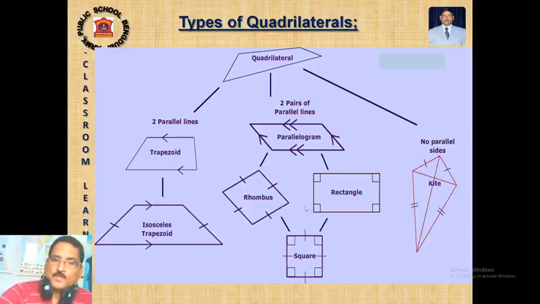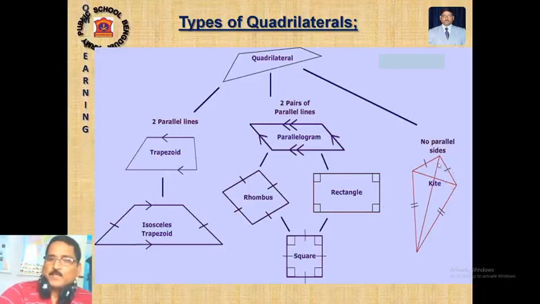Now from rhombus and rectangle, square is developed. A rhombus is a square when one angle is 90 degrees. This way you can define it. Or a rectangle will be a square when its adjacent sides are equal. Clear? Now kite. In a kite there will be no parallel lines, but it has two pairs of equal sides.